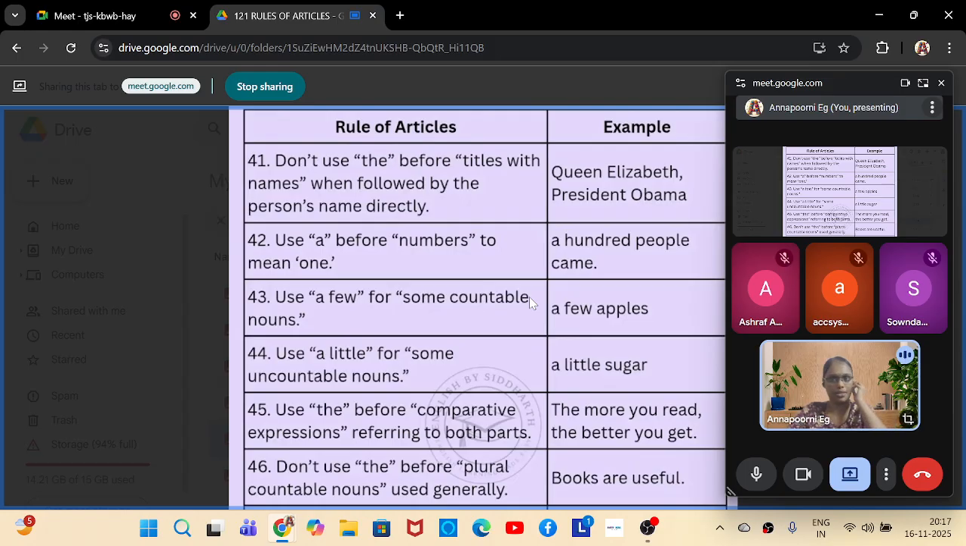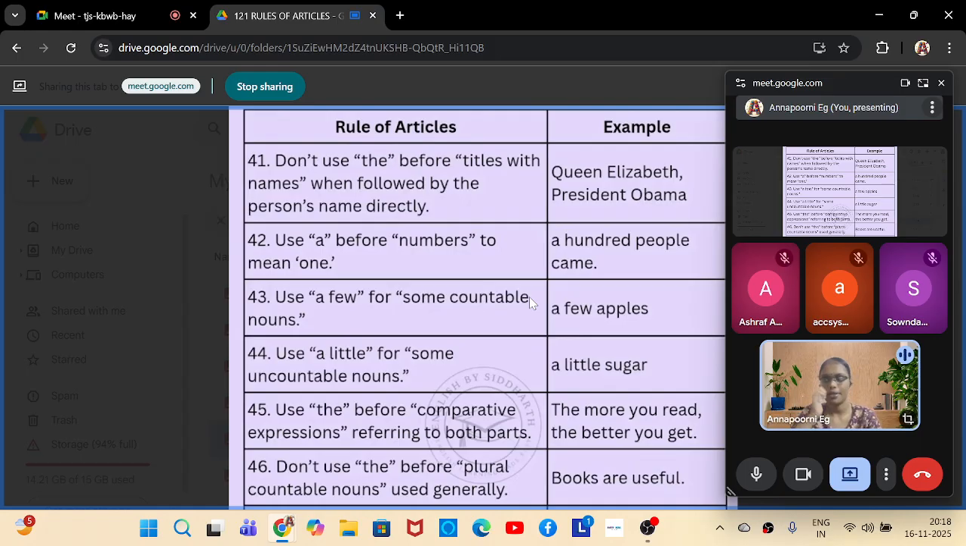Next is use a before numbers to mean one. Generally numbers are cardinals. Cardinal numbers are always plural except one. But for example, when we say 100, 1000, instead of one you can use a. For example, 100 people came, meaning a hundred people came. You are actually saying that 100 people came to the function or party. So, you can say a 100 people came.